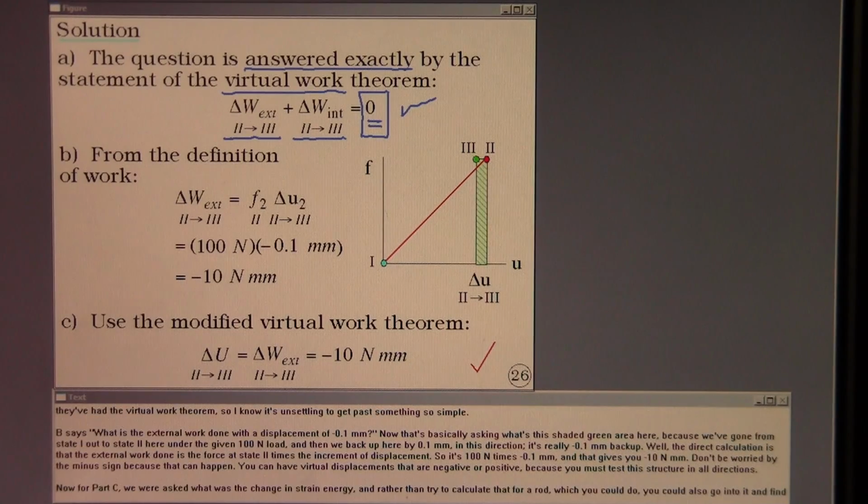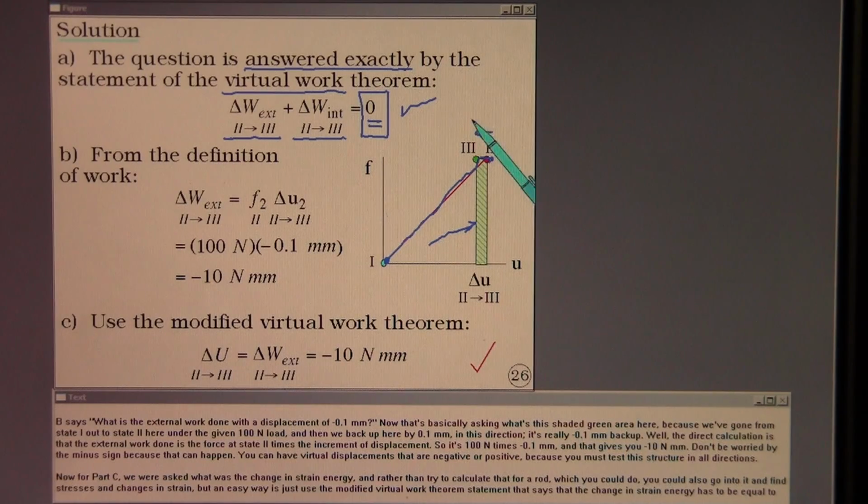B says, what is the external work done during a virtual displacement of minus 1/10 of a millimeter? Now that's basically asking what's this shaded green area here, because we've moved from state 1 out to state 2 under the given 100 Newton load, and then we back up here by 0.1 millimeter in this direction. It's really minus 1/10 millimeter backup.